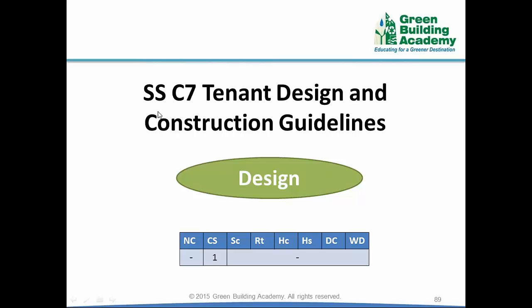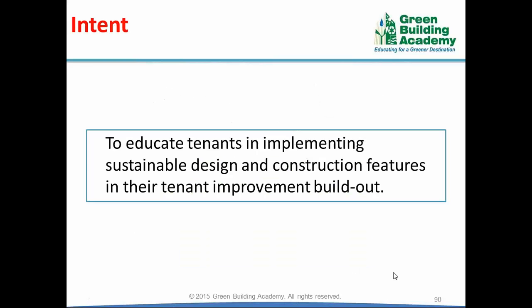Now from here on, whatever credits we are discussing are applicable for a specific BD+C adaptation or a specific project type. For example, this credit, tenant design and construction guideline, it's a design credit. It is only applicable for core and shell projects. So if your project is a core and shell project, this is the credit in addition to the other 6 credits you can go for. So the intent is to educate tenants in implementing sustainable design and construction features in their tenant improvement build out.